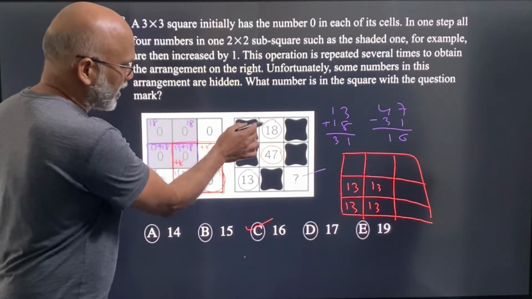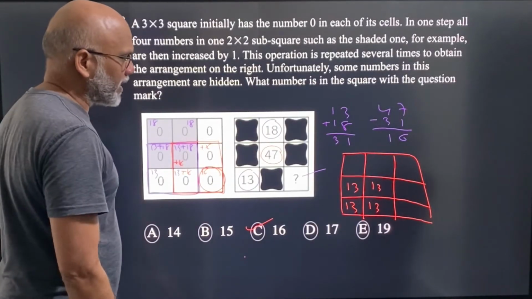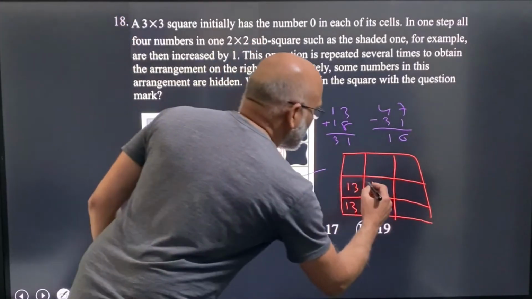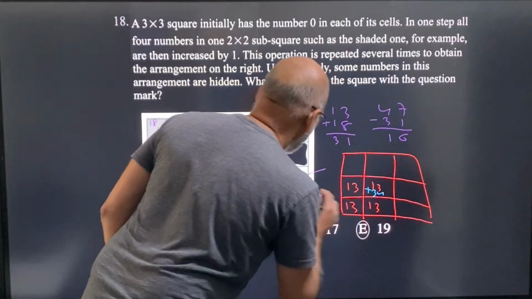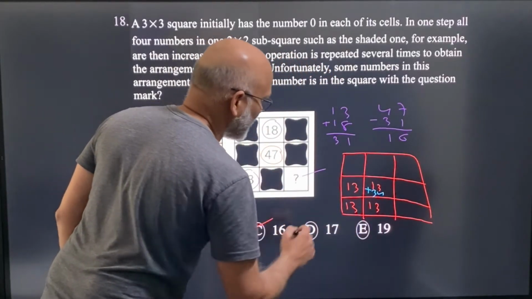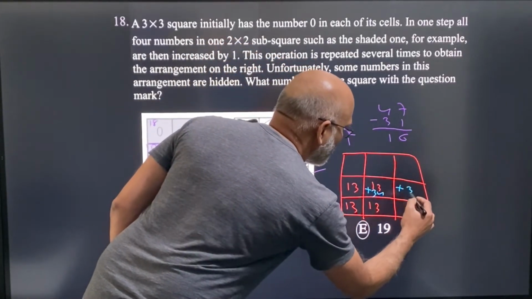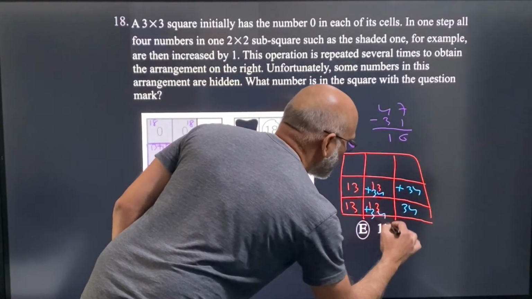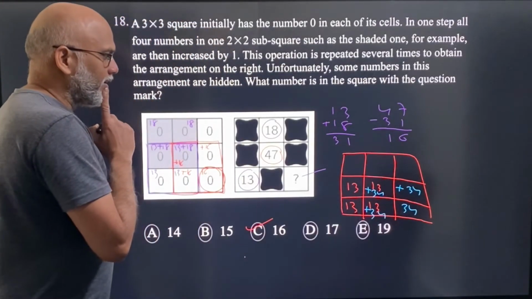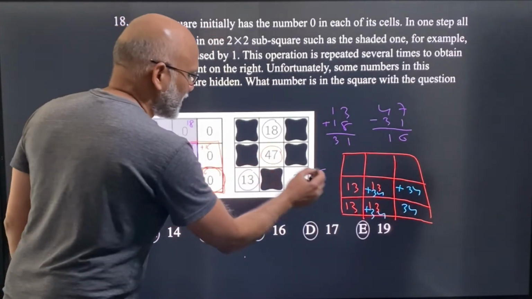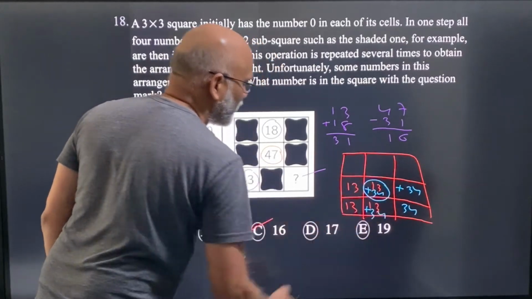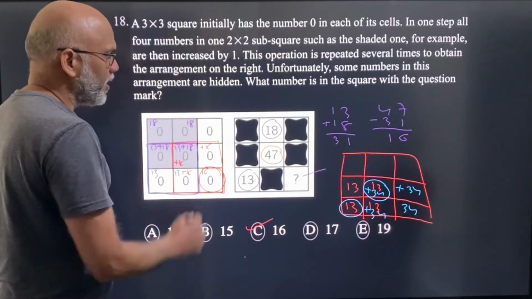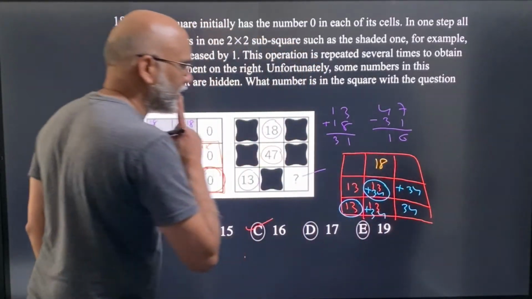Now, instead of taking care of this 18, let's try to take care of the 47. So if I want 47 there, I need 34 more, right? So then plus 34, and then this will go with this cell, right? Plus 34, 34 plus 34. Okay. Now this gets me to 47. So 47 is taken care of, 13 is already taken care of, but I need an 18 there, right?